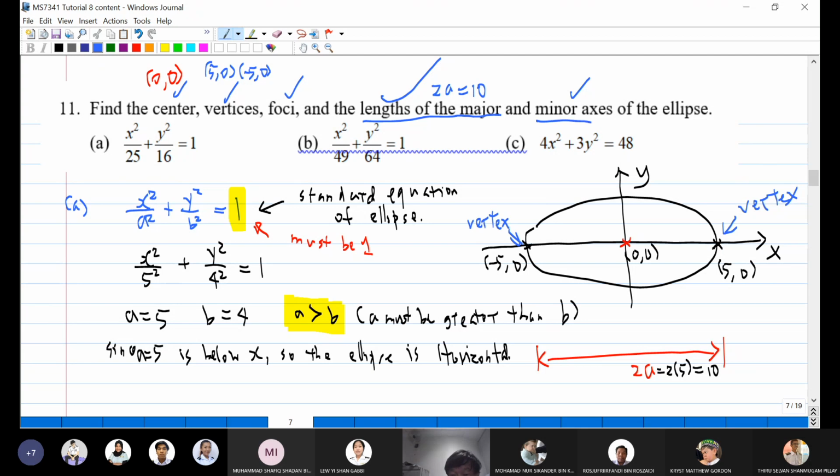Okay, length of minor axis. So this is 2a here, and then from here to here is 2b. 2b is the length of the minor axis. So this part is a here, and this part is b here. So 2b is the length of the minor axis. The b is equal to 4 here, so 2 times 4, you get 8. So 2b is equal to 8 now.